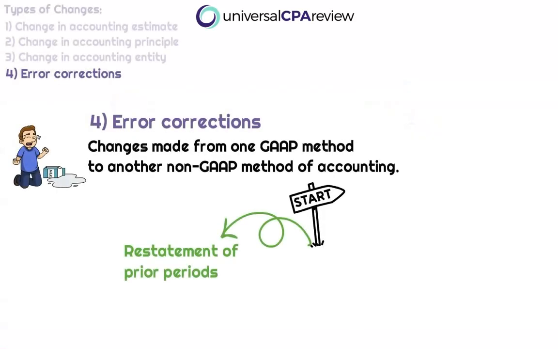Okay, so accounting change number 4. This is simply the correction of an error made in the financial statements, right? Spilled milk, baby. No point in crying over spilled milk. So let's just fix it and continue rolling with the punches.